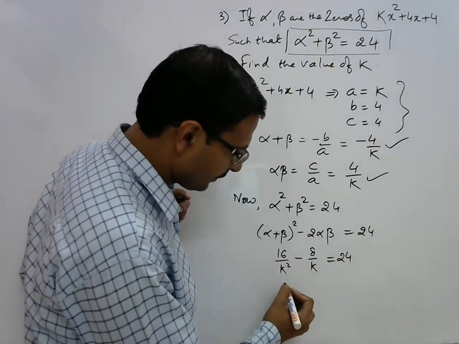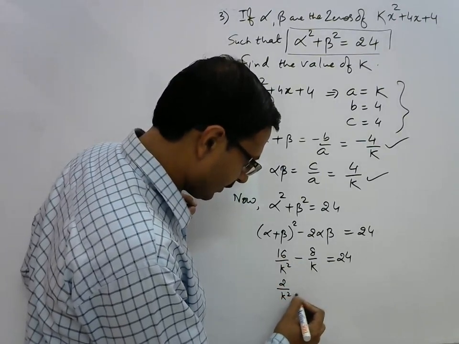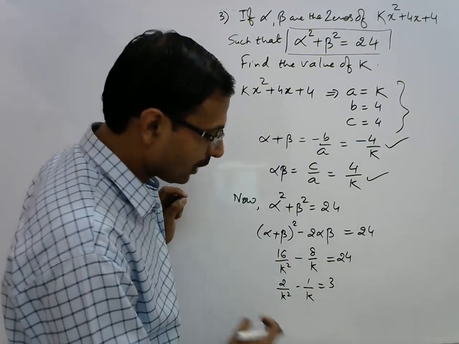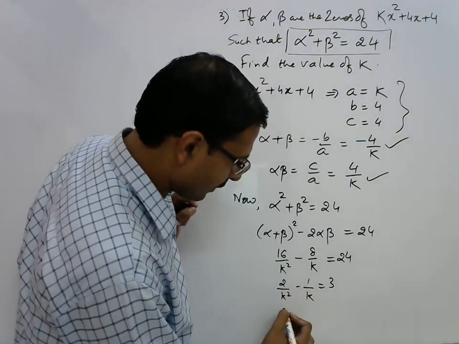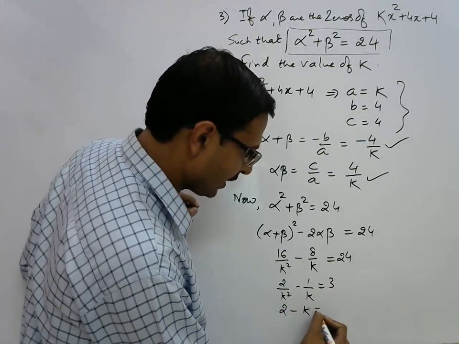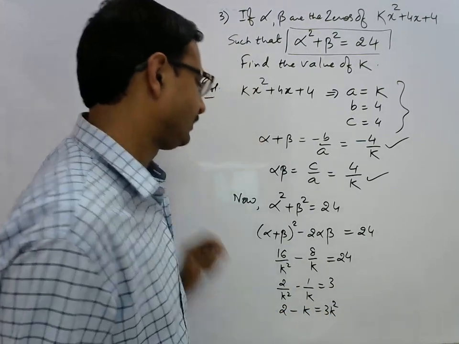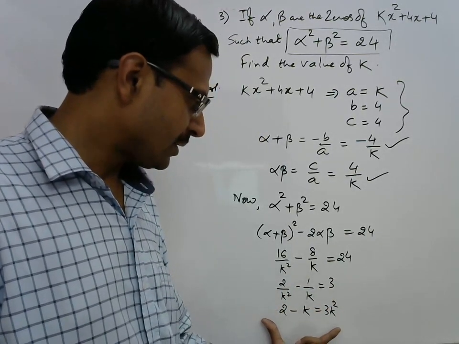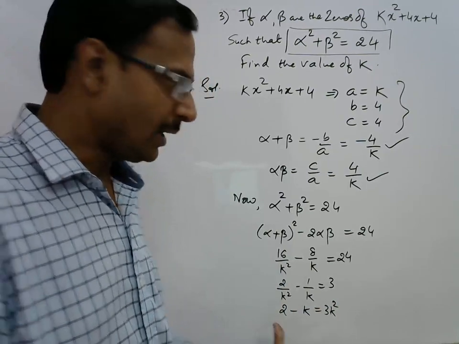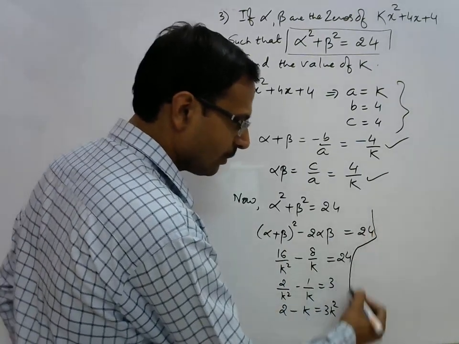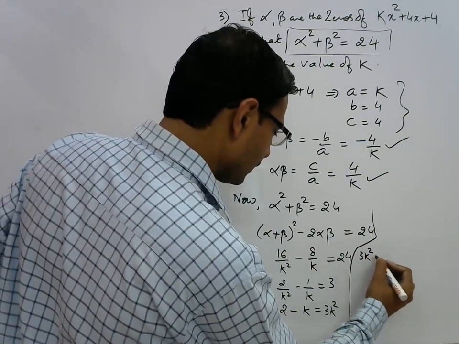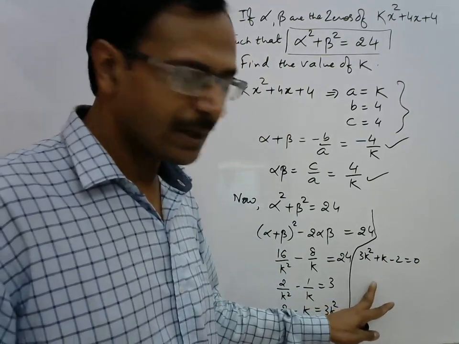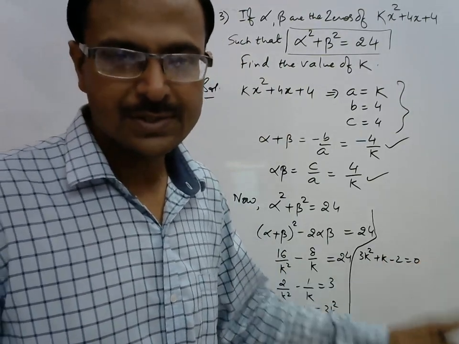So this will become 2 upon k square minus 1 upon k equal to 3. So I have cancelled out 8. And now we can multiply throughout by k square. So this will become 2 minus k equal to 3k square. I have multiplied throughout by k square to get this equation. And now this becomes a quadratic equation which can be solved by splitting the middle term. Now you see, you get the quadratic equation 3k square plus k minus 2 equal to 0.